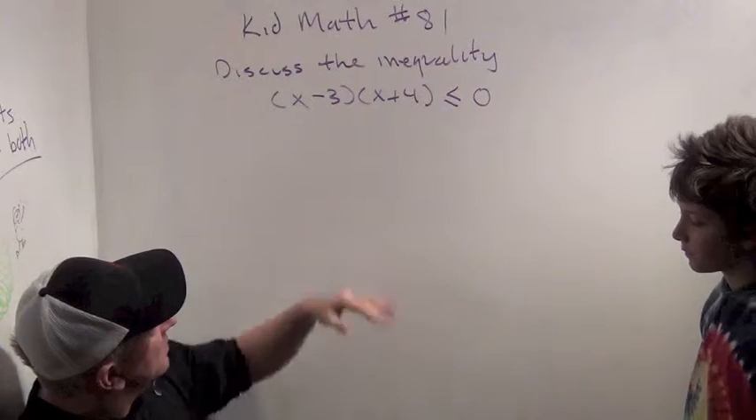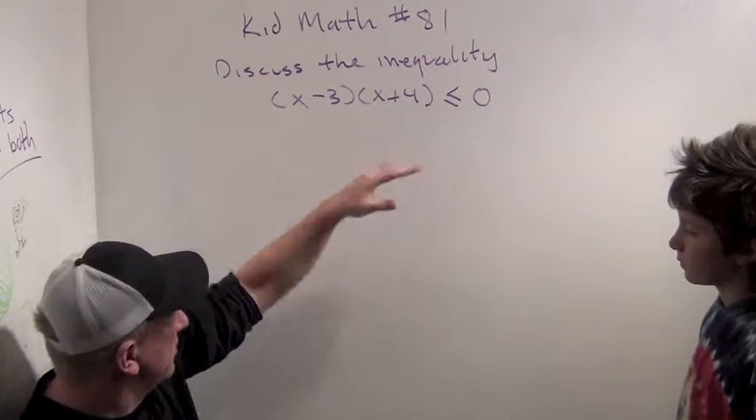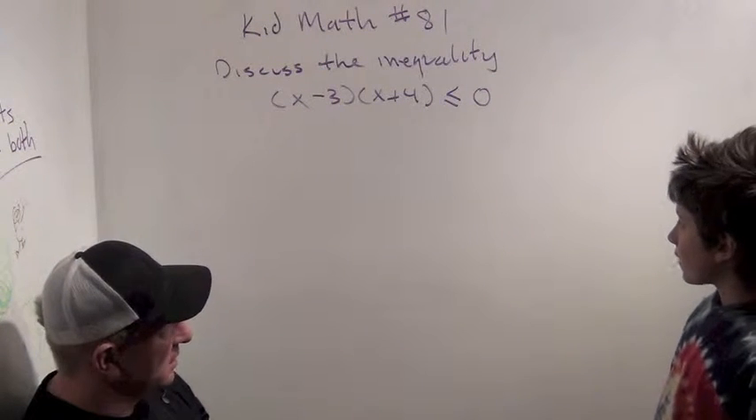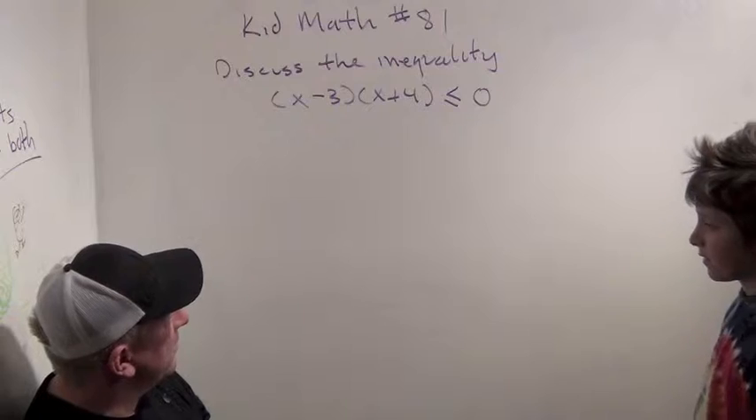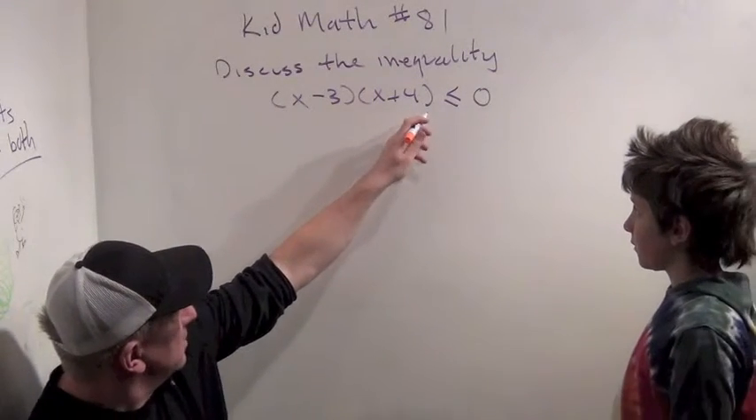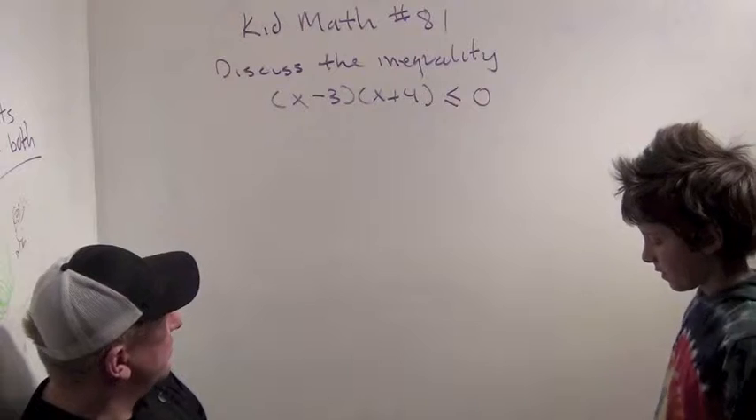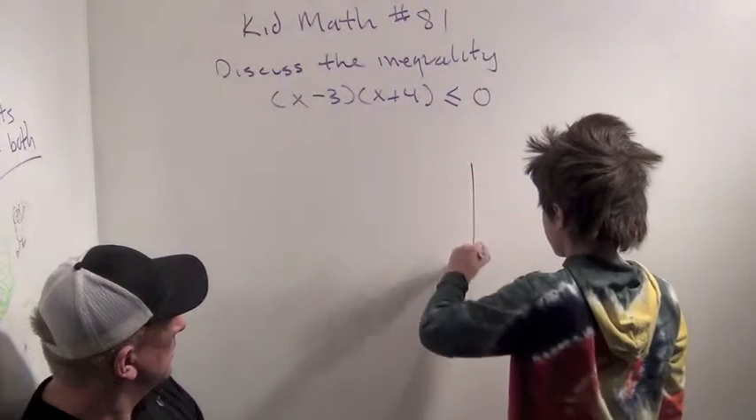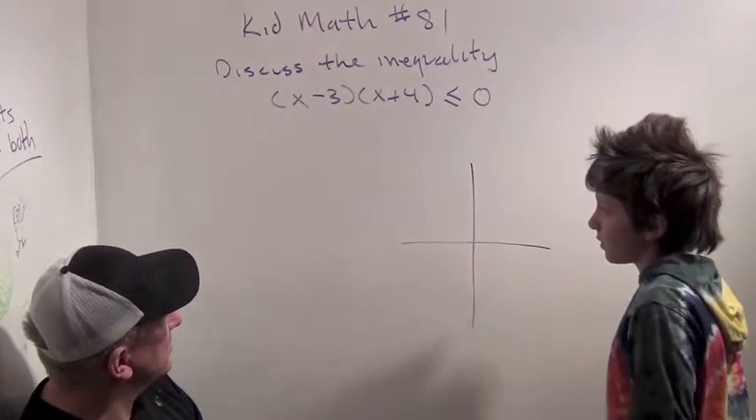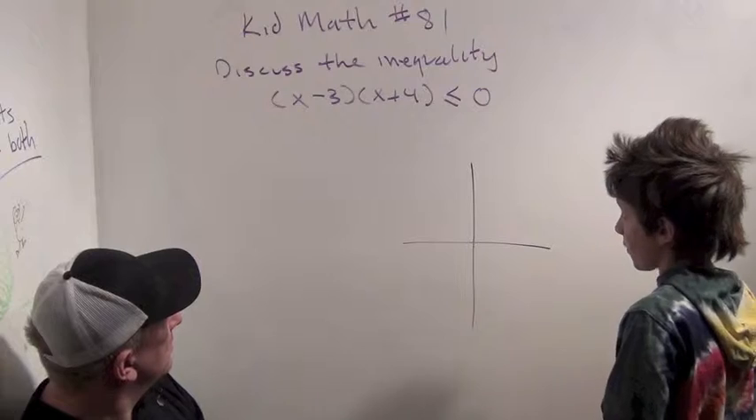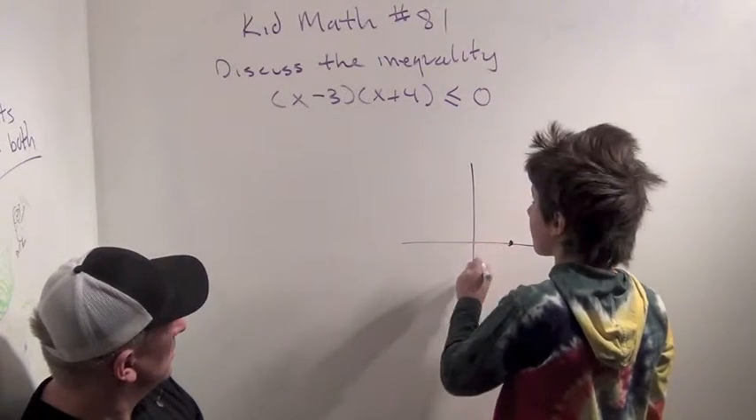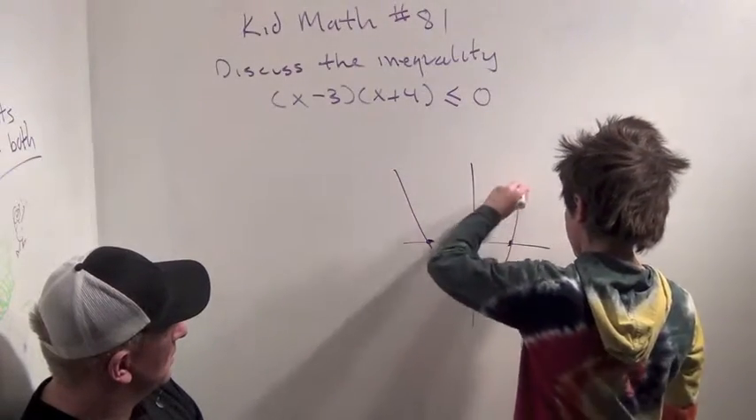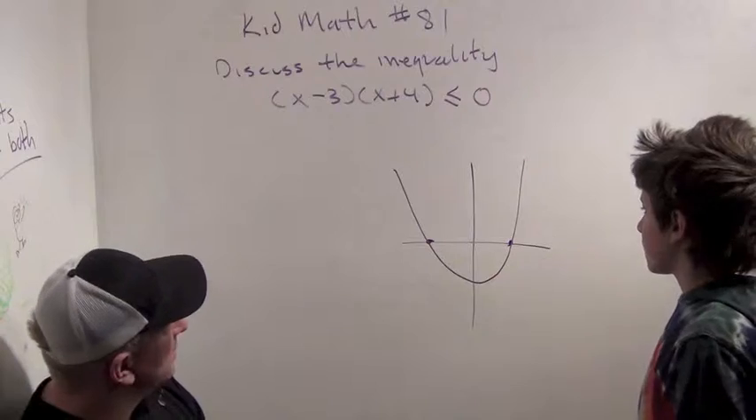We want to try to understand when x minus 3 times x plus 4 is less than or equal to 0. So how would you approach this problem? Well, we have a nice form already. What is this form called? It's a factored form of a quadratic. Okay, so we have a quadratic equation and it's factored for us, which is nice. Maybe we could graph this. Let's see if we can sketch the graph. Well, we know the roots of the parabola are at 3 and -4. The parabola is going to look something like this.